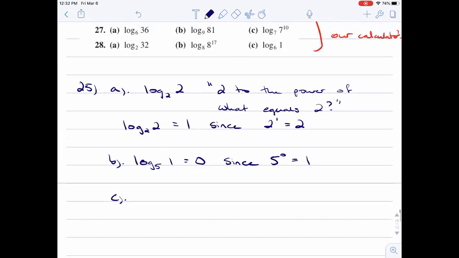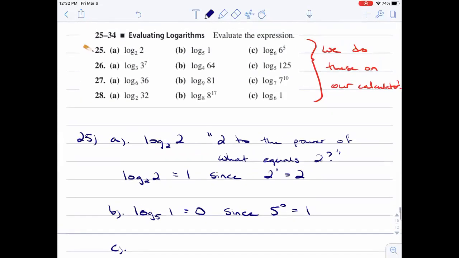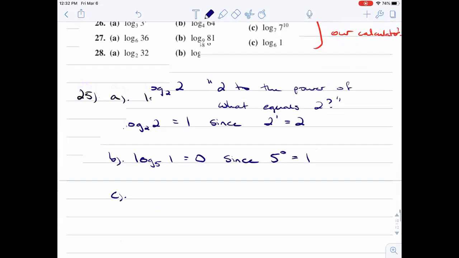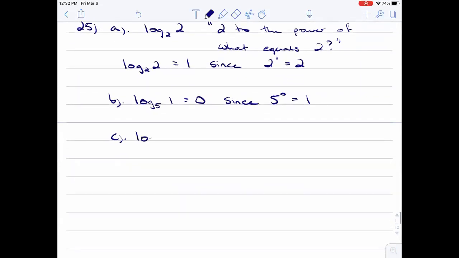Part C, even trickier, sort of. Log base 6 of 6 to the 5. So now we want to do 6 to the power of what equals 6 to the 5? Well, then it must just be 5, since 6 to the power of 5 equals 6 to the power of 5.